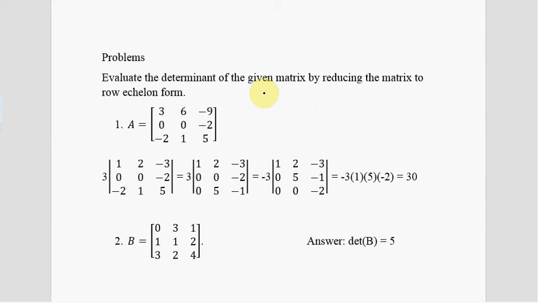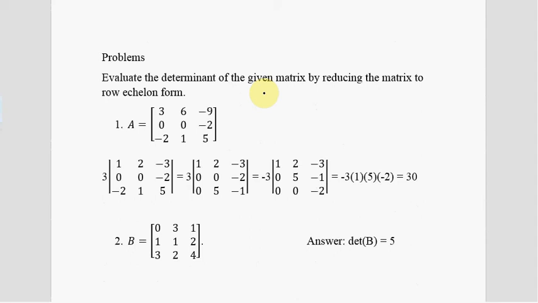So here, I noticed that in row 1, there was a common factor of a 3. So I factored it out. So it becomes 3 times the determinant. Remember, these slash marks represent determinant. So it's 3 times. I took out the factor of 3 from row number 1.